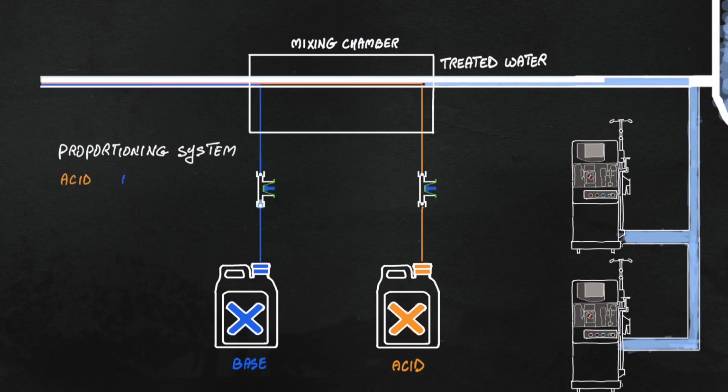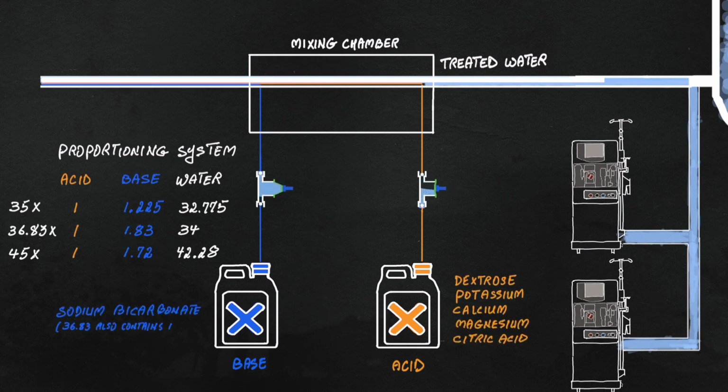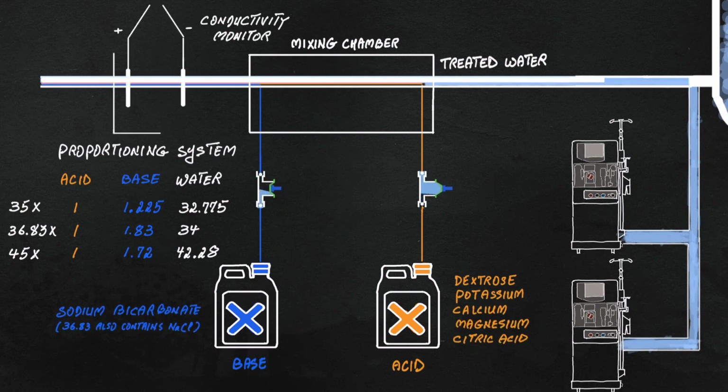There are several proportioning ratios depending on the type of machine used to generate the dialysate. And each proportioning ratio requires its own acid-base concentrate preparations. After that, the mixed dialysate passes through a conductivity monitor and also a pH test to verify adequate proportioning and the composition of the produced dialysate.